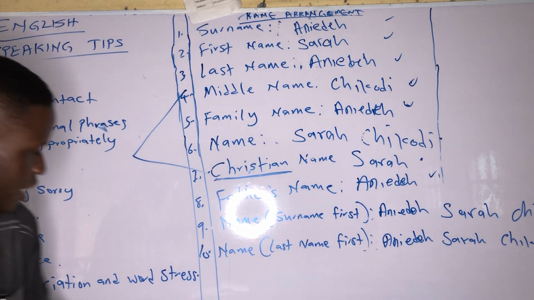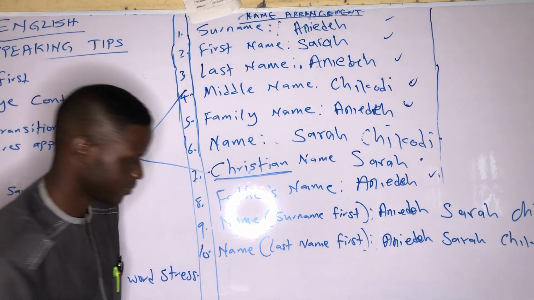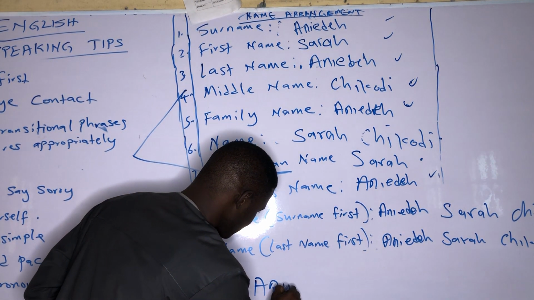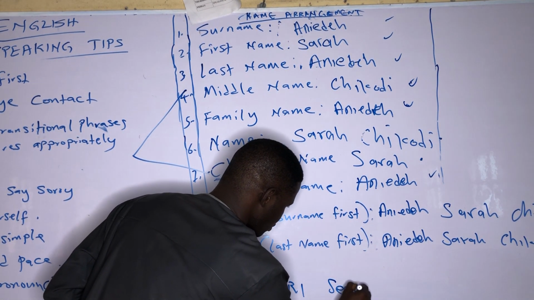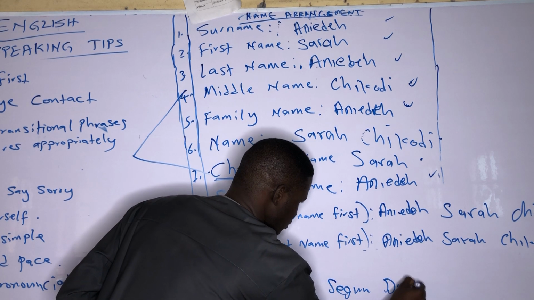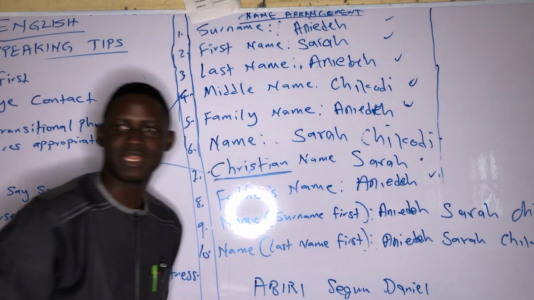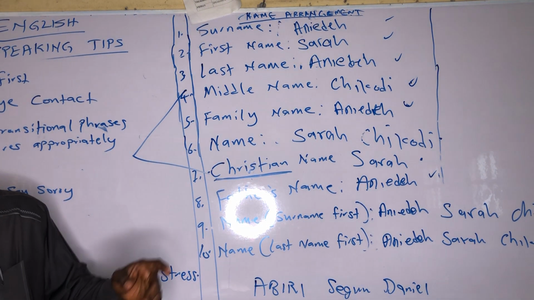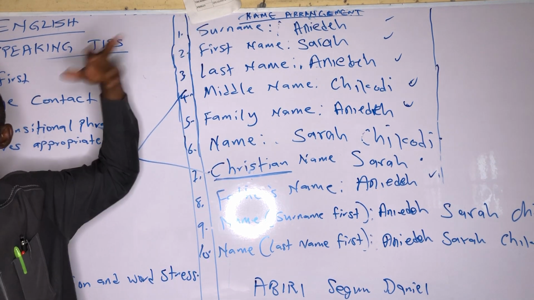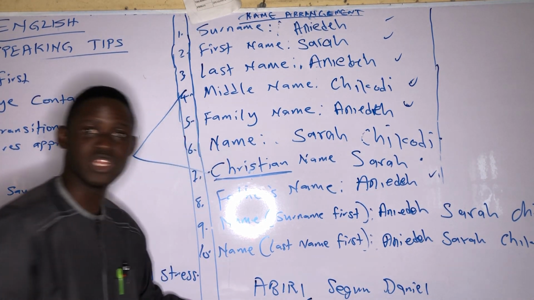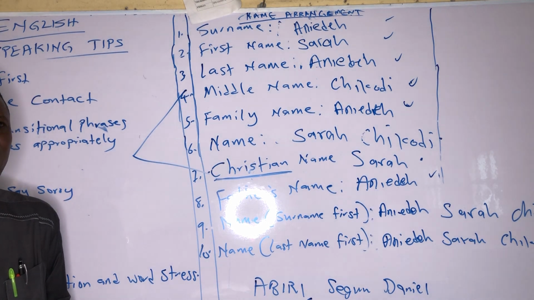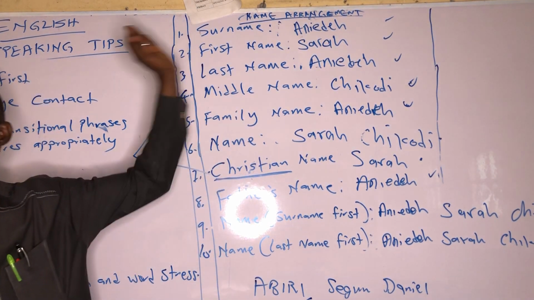There are people. My whole name is Abiri Shegun Daniel. Let me give you an example. Abiri, Shegun, Daniel. This is my name. My grandfather's name, great grandfather's name is Abiri, the surname, right? Let's say I want to remove this Abiri.